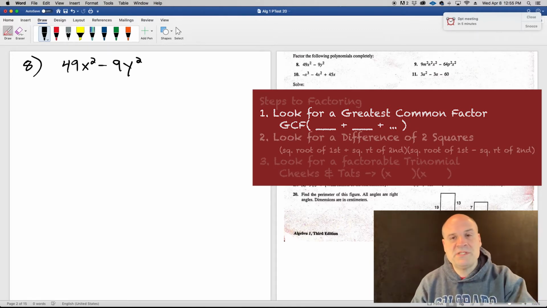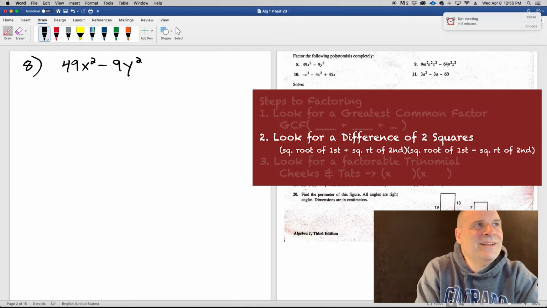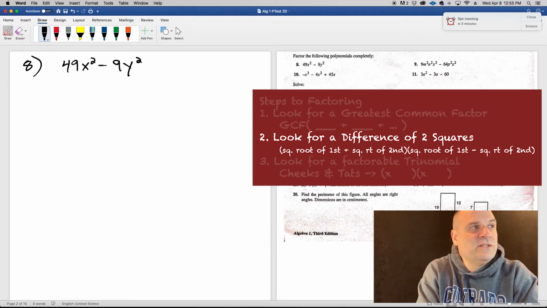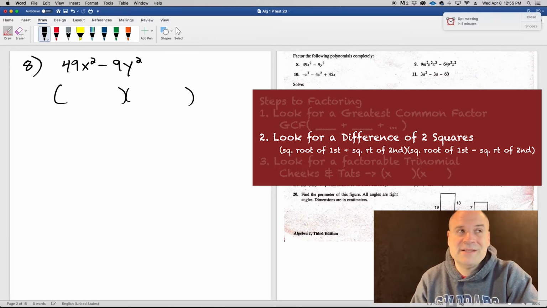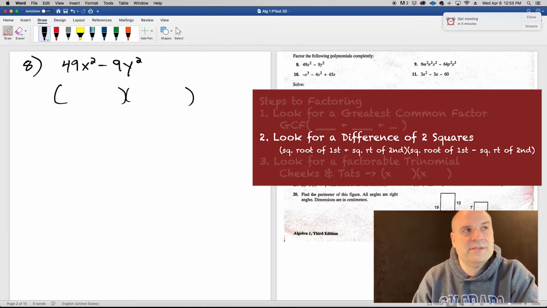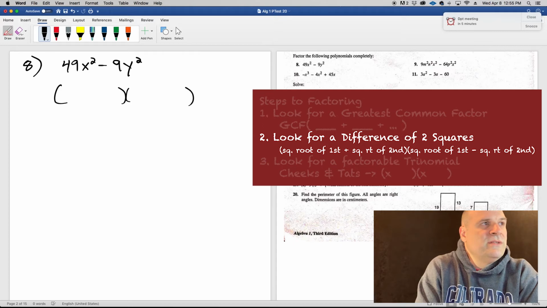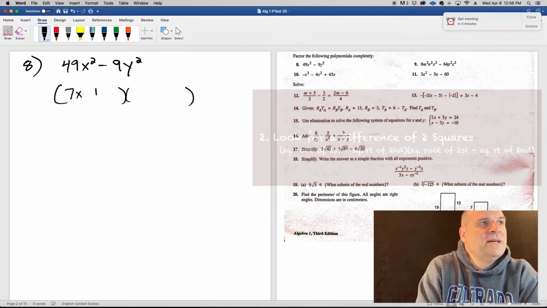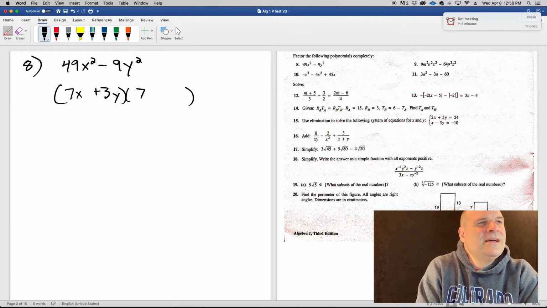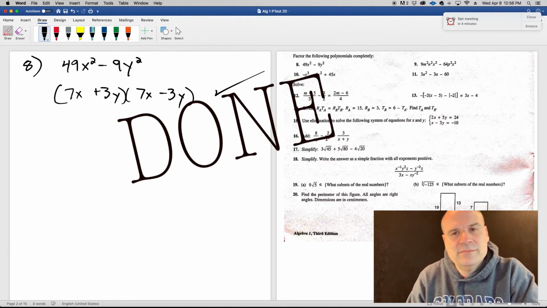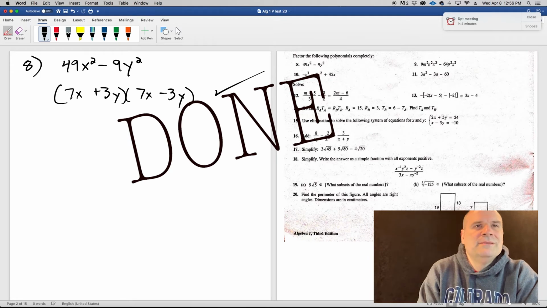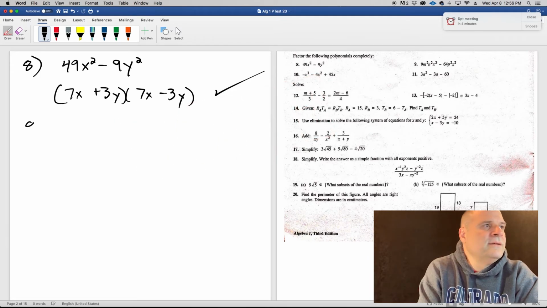So next step, see if it's a difference of 2 squares. Yes, it's a difference of 2 squares. These are square rootable. Remember how you factor a difference of 2 squares? It's the square root of the first plus the square root of the second times the square root of the first minus the square root of the second. Okay? So this is 7x plus 3y, and then 7x minus 3y. Done. That was awesome.